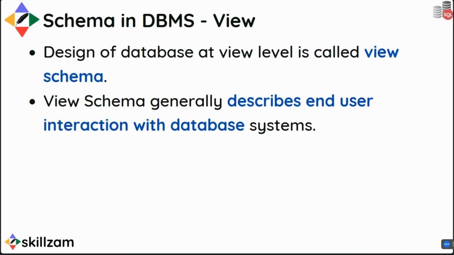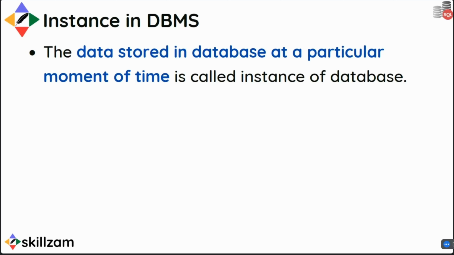So always remember, data abstraction can be related to the design of the database, which is called a schema. Schemas can be of three types: physical schema, logical schema, and view schema. The view schema is where the user interface or interaction happens with the database. Now, with the understanding of data abstraction and schema, which is the design of a database, we need to understand the instance of a database.